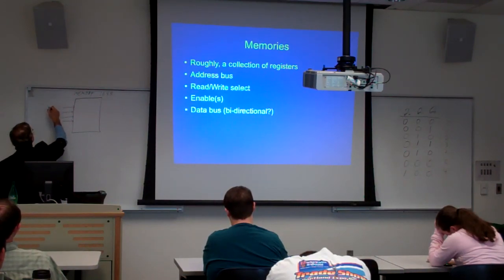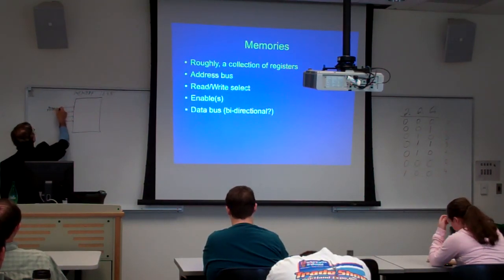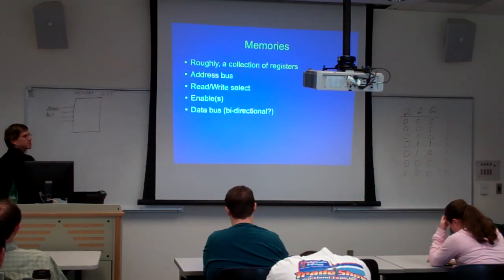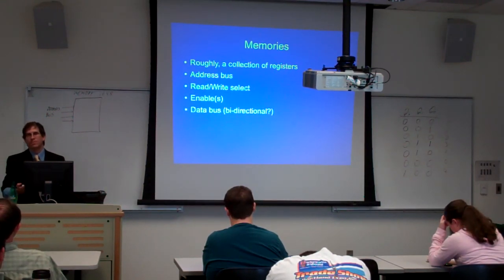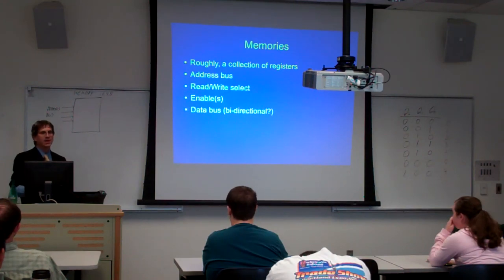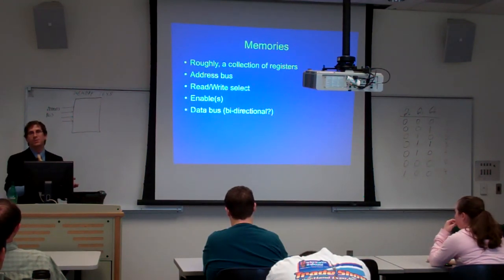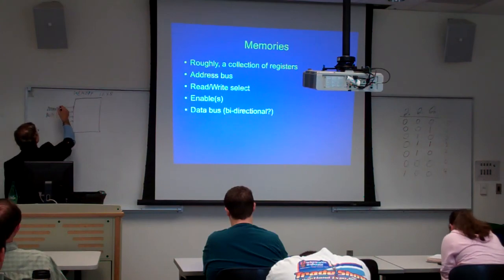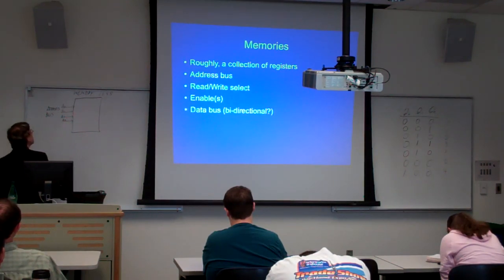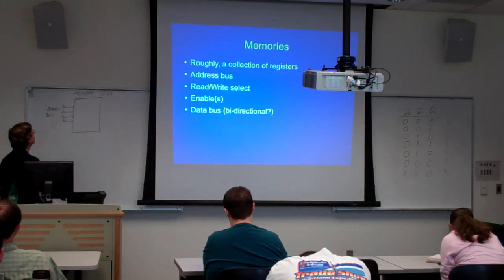So you have an address bus. A bus is just a collection of lines. It's just a naming convention. So if you have 8 lines that are all treated as one thing, you call it a bus. So this is an address bus because it holds a series of bits that correspond to an address or a location inside this memory. We can call these A0 through A3.